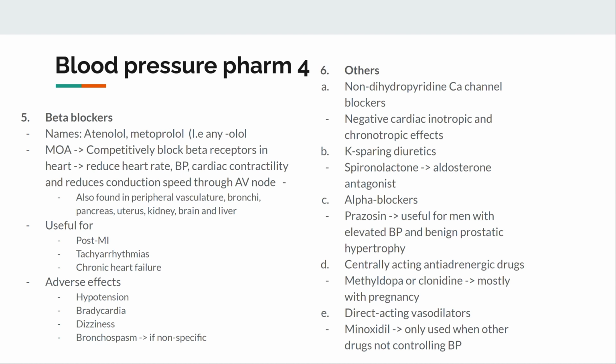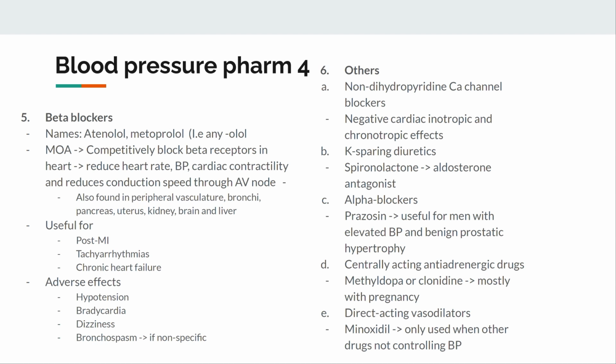Now, there are a lot of other ones, and we're not going to specifically list out exactly what they do. But I thought it's just interesting to know, so you know that these exist. So obviously you've got your non-dihydropyridine calcium channel blockers, as we were talking about. You've got your potassium-sparing diuretics, something like spironolactone. So this is an aldosterone antagonist. These are quite common sometimes, though.